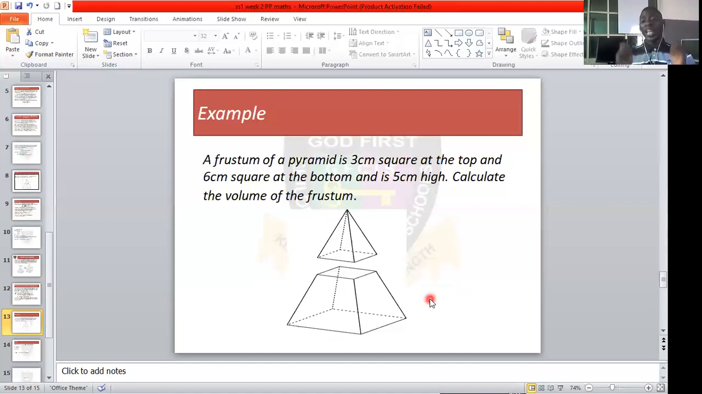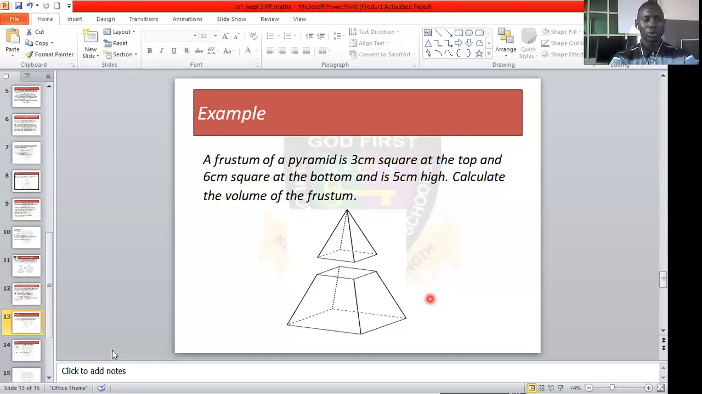Or we use the formula, which is V equals 1/3 times H, which is the height of the frustum given here, open bracket, B1 plus B2 plus square root of B1 B2. The base area of the top here is 3 square, the base area of the bottom is 6 square, and the height is 5 centimeters.